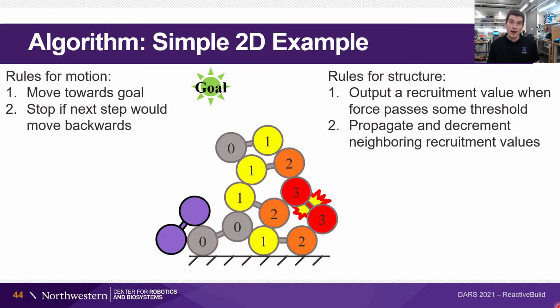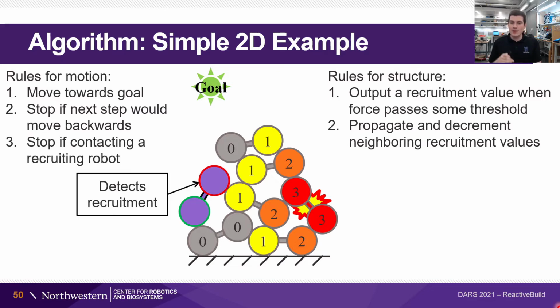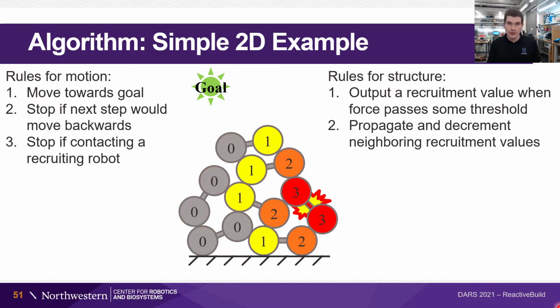All right, so now we have another moving robot that has climbed onto the structure. And much like before, it moves towards the goal. But at this point, it detects that a robot that it has just climbed onto is recruiting. And so now this robot becomes recruited into the structure before it would take that backward step, and so it stops and joins the structure.